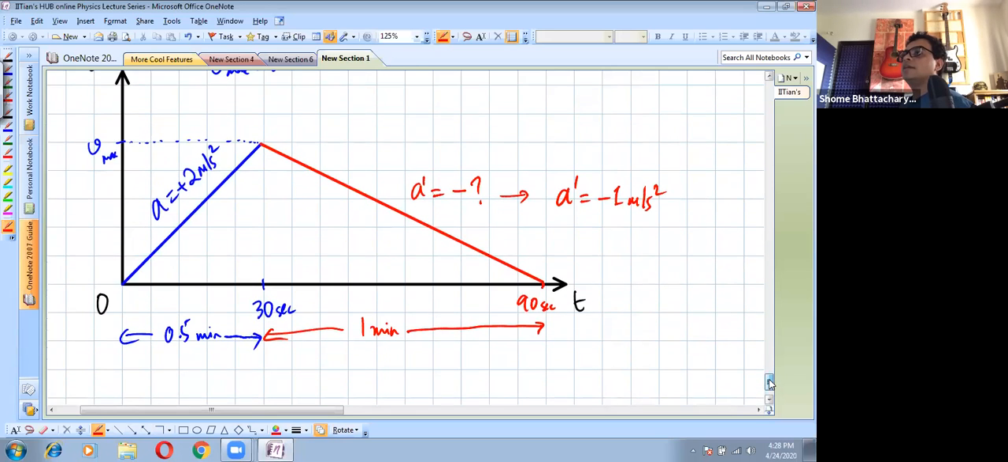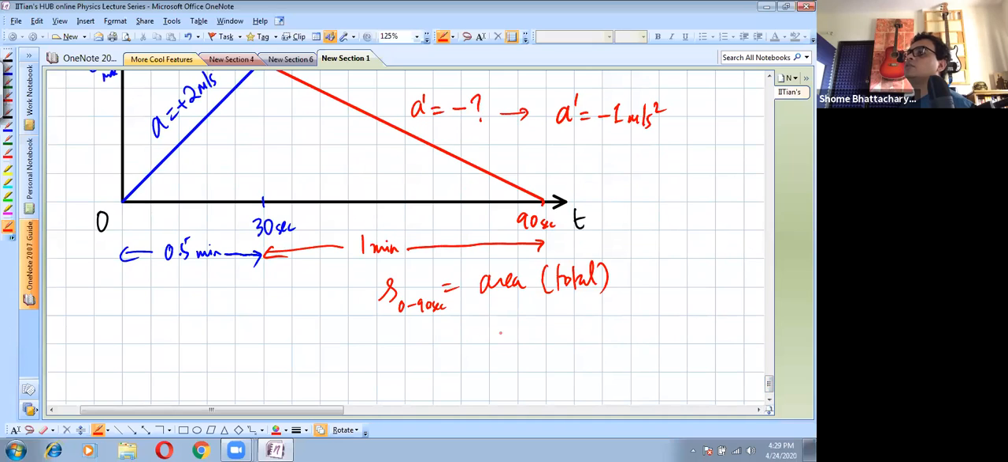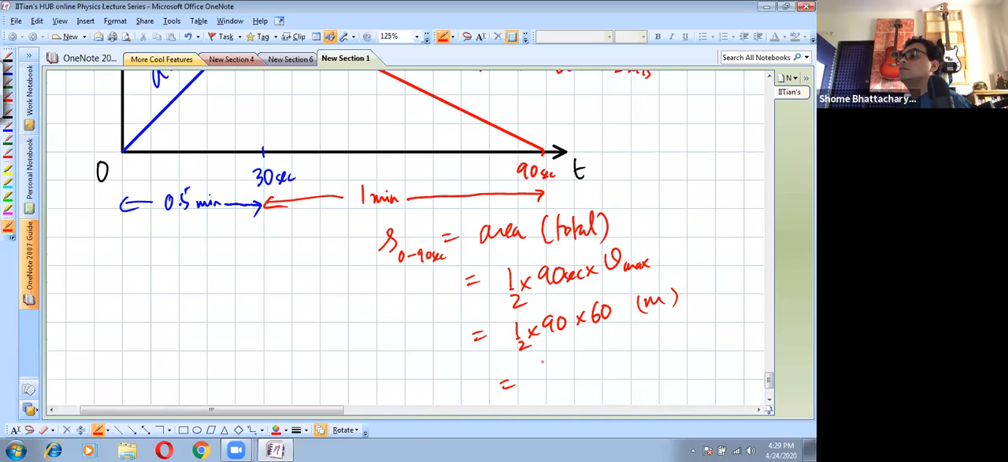Okay. And now as far as the displacement is concerned, the displacement from 0 to 90 seconds is the total area. You can just use that. You don't even need to break it into 0 to 30 and 30 to 90. So that total area is half into base, which is 90 seconds, into height, which is the maximum speed. So it's half into 90 into 60, and this will be in meters. So it is 2.7 kilometers. This is going to be the total displacement.